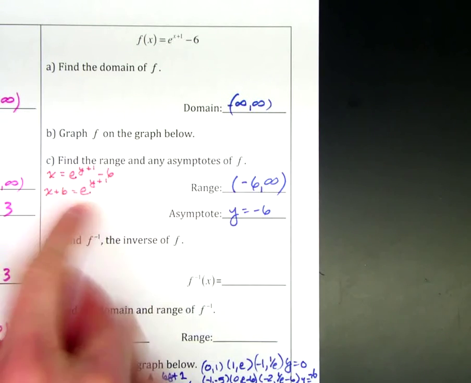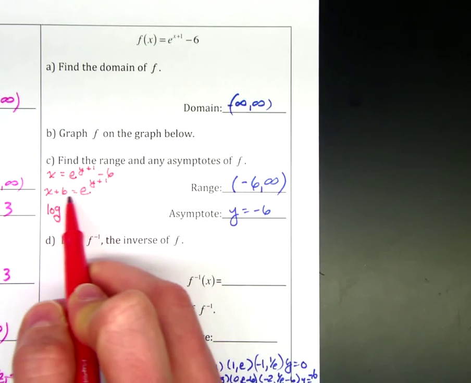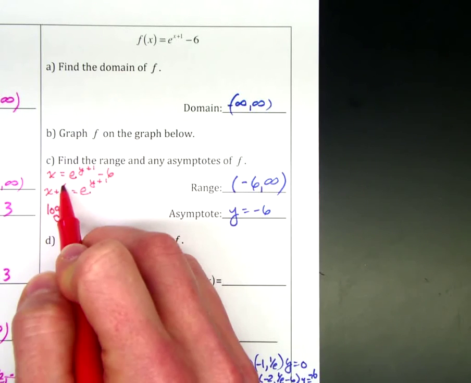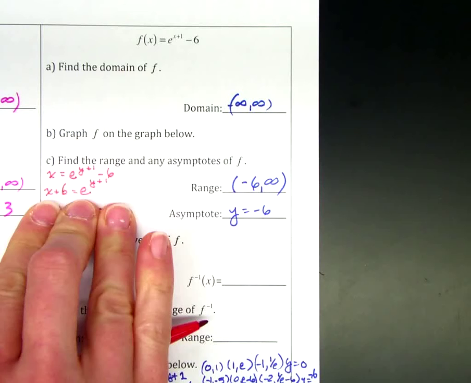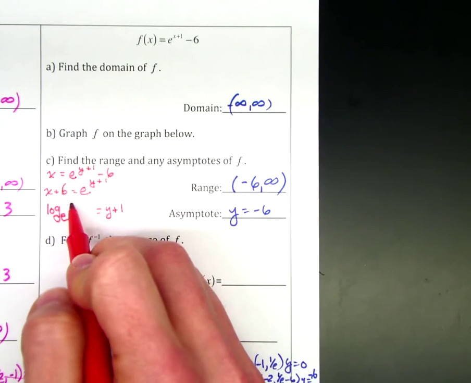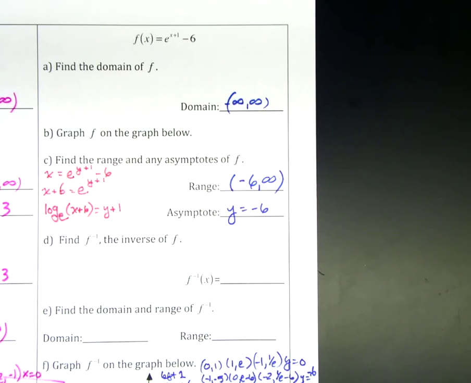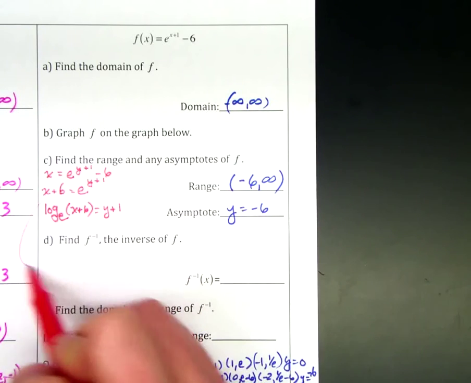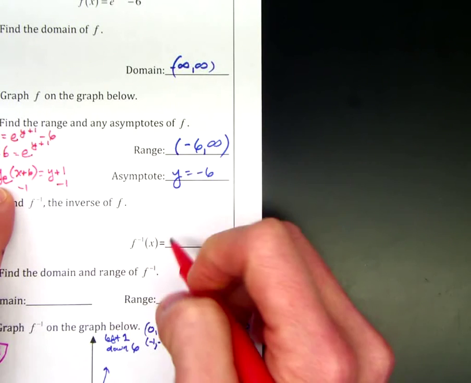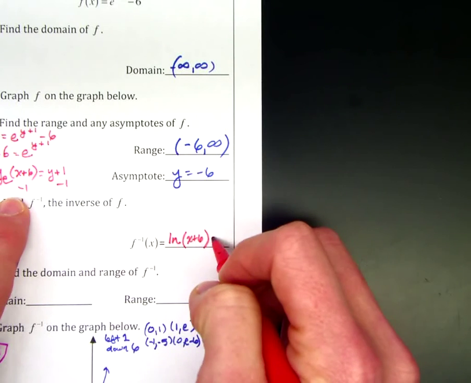What's the base in this problem? e, so log base e. Logs equal the exponents. What's the exponent in this problem here? Y plus 1, and what's the only thing left over? X plus 6. How do we solve for y? Subtract 1. So we subtract 1. So what we end up with is the natural log of (x plus 6) and then minus 1.